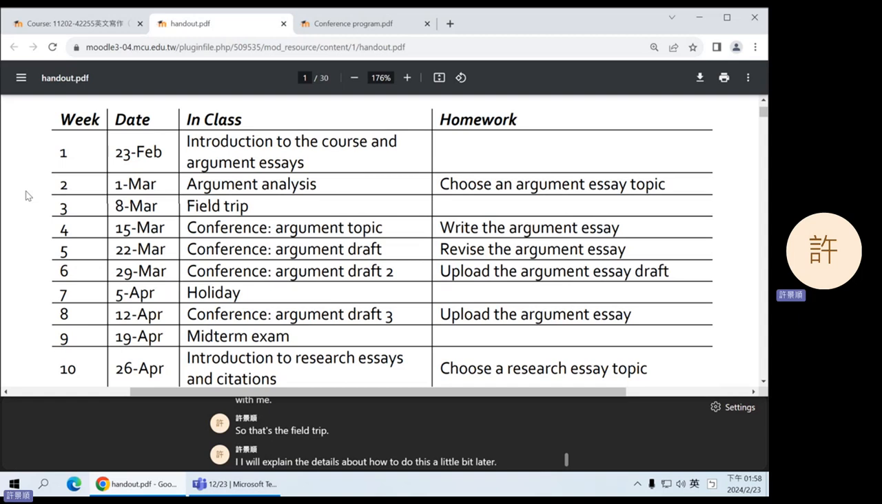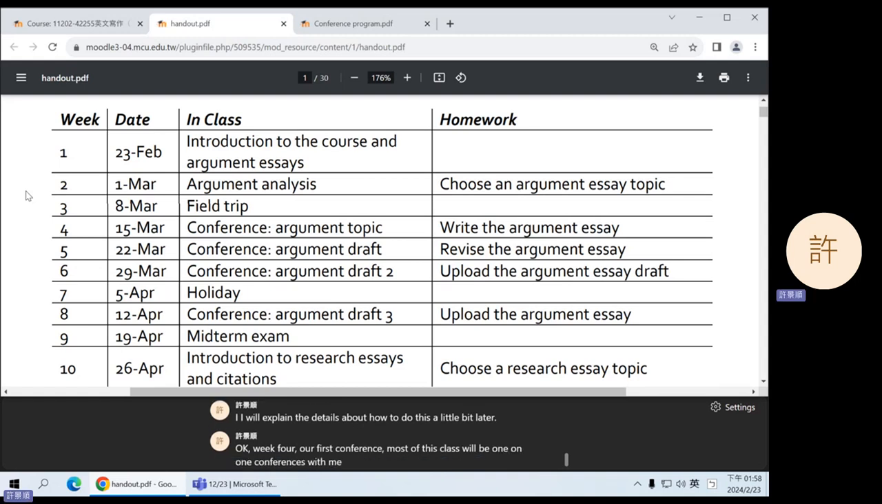Okay, week four, our first conference. Most of this class will be one-on-one conferences with me. And while we're talking, Emily will helpfully go around and talk with you guys to help you in your thinking and your writing. So the first conference, week four, we're just going to talk about your argument topic. Does it work? What will you talk about?